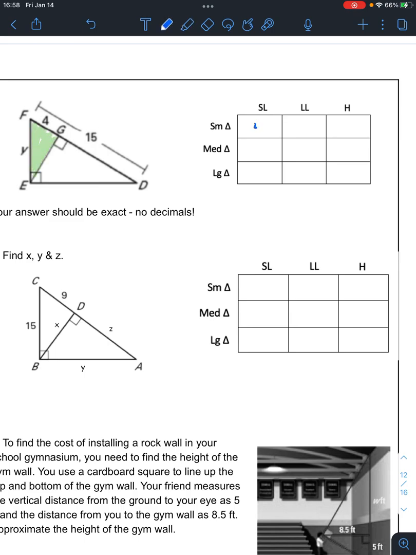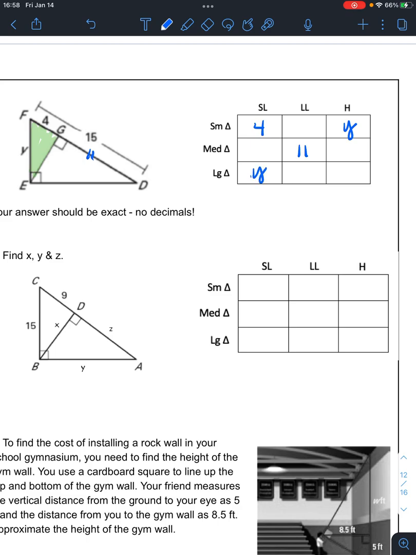Here's your small triangle. We put 4 on our short leg. We don't know our long leg. We have our hypotenuse. I don't know the short leg of my medium-sized triangle, but I do notice I have 15 on the hypotenuse and 4. That gives me 11. And I just fill in right now. I'm not worried about what I'm going to do with it or what direction I'm going to go. I just fill in everything I know. Then that's all I know about my medium-sized triangle.